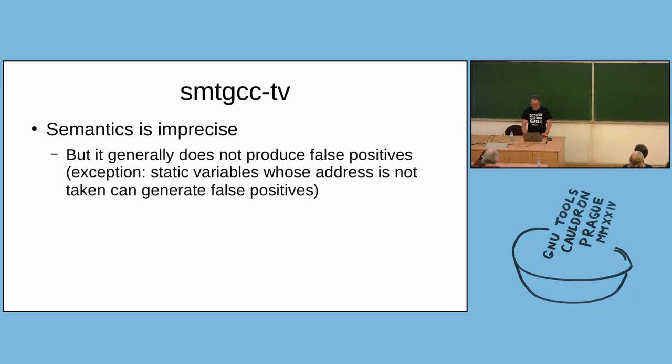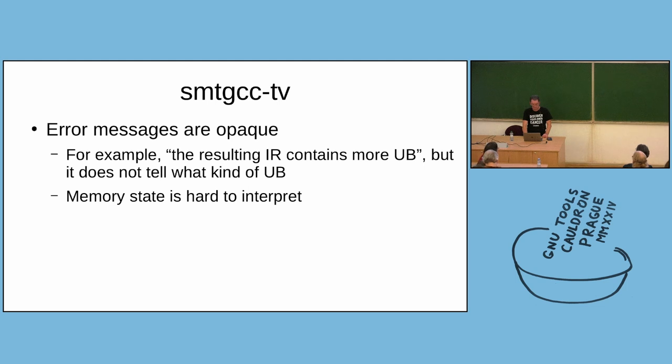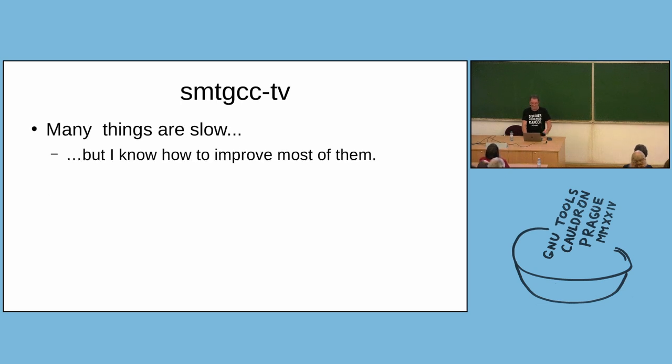The semantics I implemented is rather imprecise. My focus is to be reasonably correct, but it should not report false positives. There is one exception. Static variables whose address is not taken can currently generate false positives, but I know how to fix it, and I will hopefully do it soon. The error messages reported are a bit opaque. For example, when it says that the resulting IR has more undefined behavior, that is roughly all it says. It doesn't tell you anything about what has happened. Especially with big memory states, it's rather hard to find out exactly what is going on. And of course, as I said, it's NP complete, so things are slow. But I know how to improve the situation quite a bit.